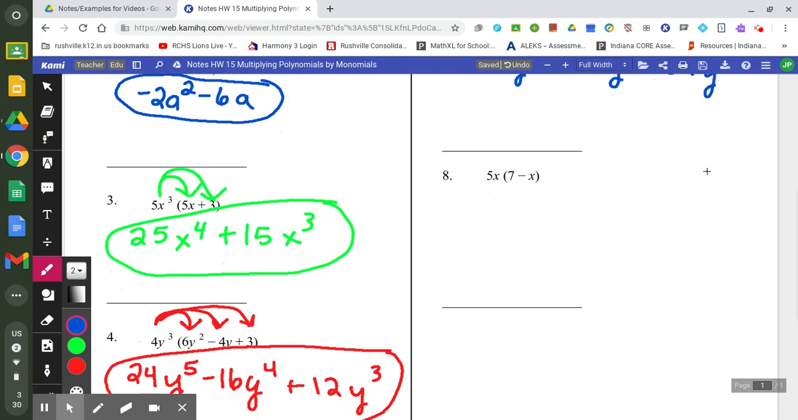And our last one, 5x times 7, 35x. 5x times negative x, negative 5x squared.